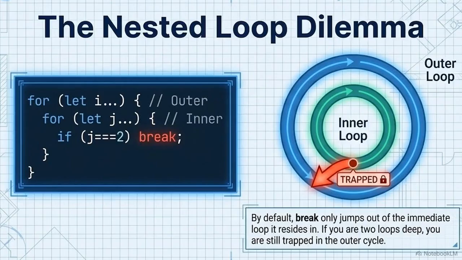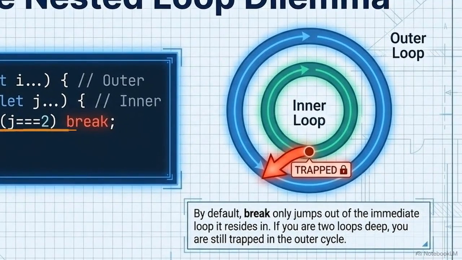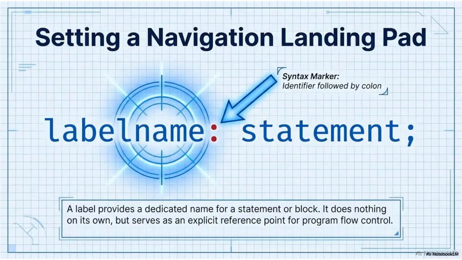But real-world applications aren't always so simple. Often, you will need to search through complex data by placing one loop completely inside of another, creating a deeply nested architecture. As this diagram shows, a standard break statement has a limitation here. It only ejects the thread from the immediate inner loop. That leaves the thread stuck spinning inside the wider outer cycle.